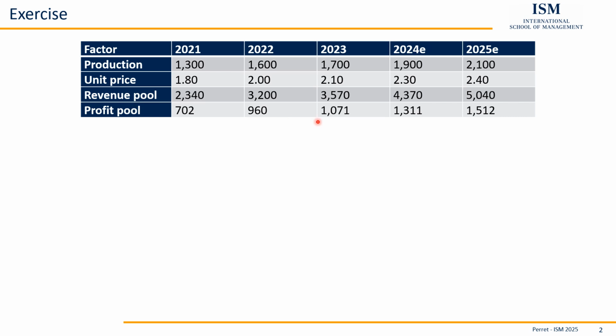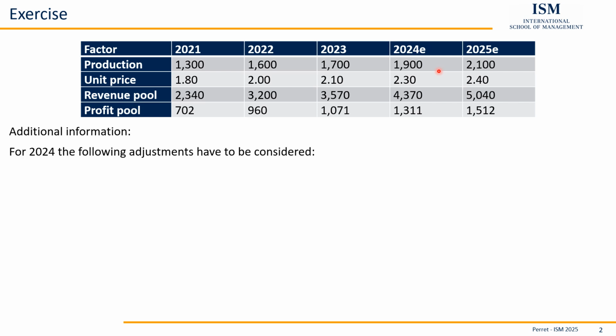However, for some unforeseen circumstances we have to adjust the 2024 forecast because the given information is no longer accurate. The particular adjustments we have to consider are as follows. First off, my sales numbers will no longer increase but shrink by 5%. However, unit prices will at least remain stable, if not increase as shown here.